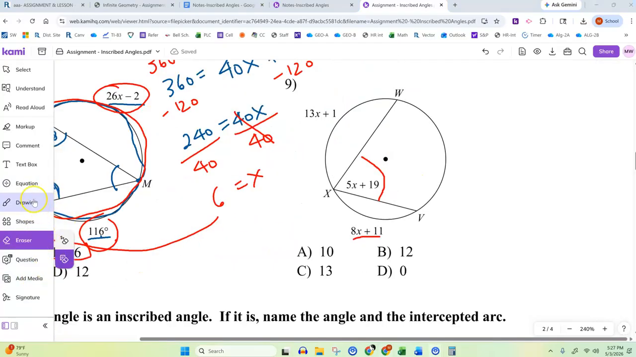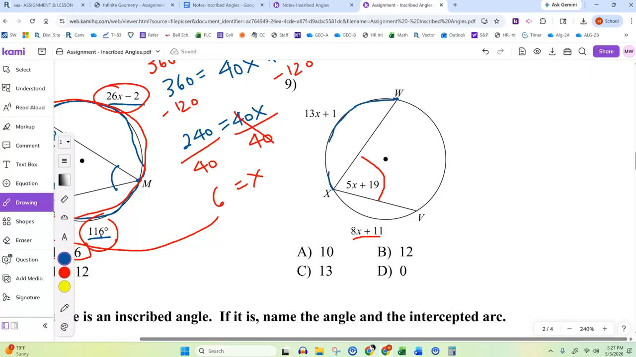Okay, so let me change the color of my pen. Okay, so again, what do we know? Well, we know that from W to X, this arc here, is 3x plus 1. We know that from here to here, XV is 8x plus 11. But what about this one right here? What is this equal to? Well, do you remember how much? 2 times 5x plus 19, right? So really, this is going to be 10x plus 38.